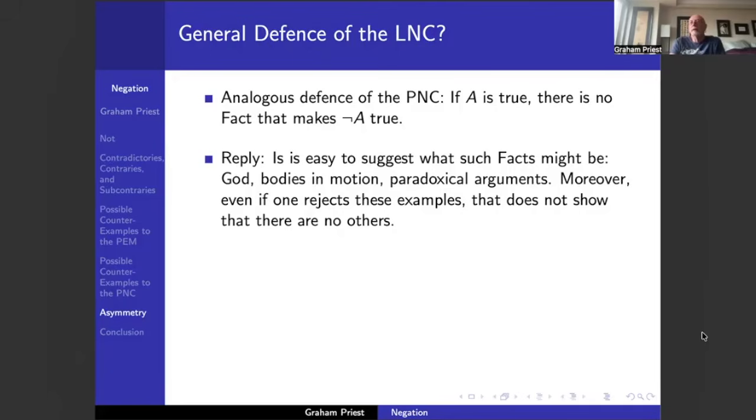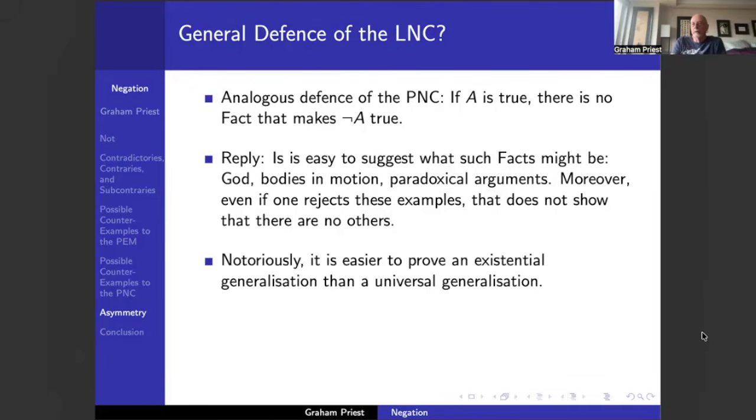Now, what we're meeting here is a very well-known asymmetry, which is that notoriously it's much easier to prove an existential generalization than a universal generalization. To prove an existential generalization, you just have to show the thing in question. To prove a universal generalization, you've got to prove all of an infinite number of possibilities, that there's no such thing of a certain kind. And that's much more demanding. So there's the asymmetry between those two defenses.